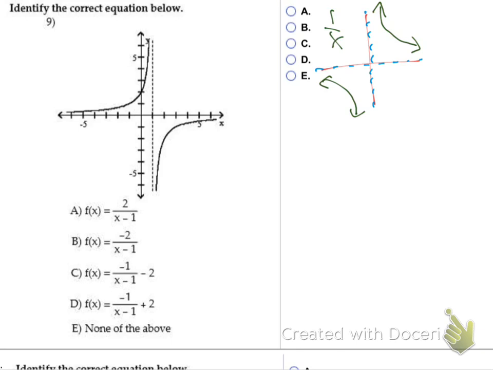Looks like that, with the two asymptotes. So that's what we're looking at here. This is basically the 1 over x graph, but some stuff has been done to it. So how do we know what's up with it?